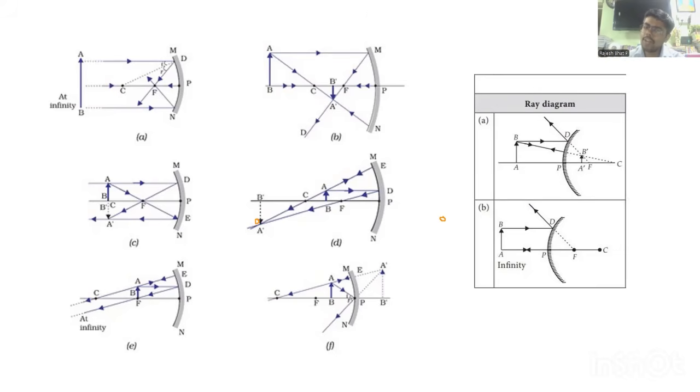Now remember, tell me, which is the mirror which always produces a virtual, erect and diminished image? No other does, only convex does. So virtual, erect and same size, plain mirror. Virtual, erect and enlarged, concave mirror. Virtual, erect and diminished, that is your convex mirror. So these things I understood using the ray diagram.